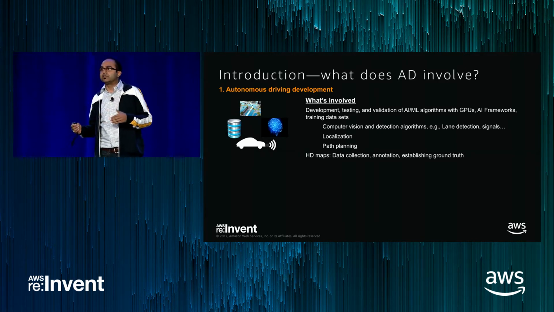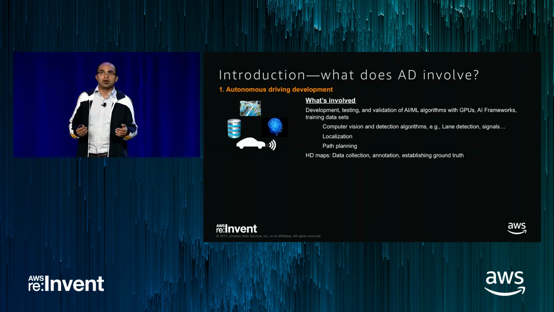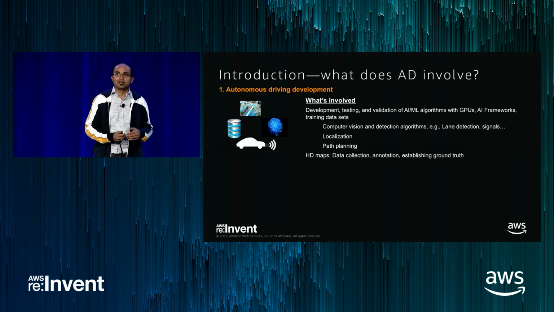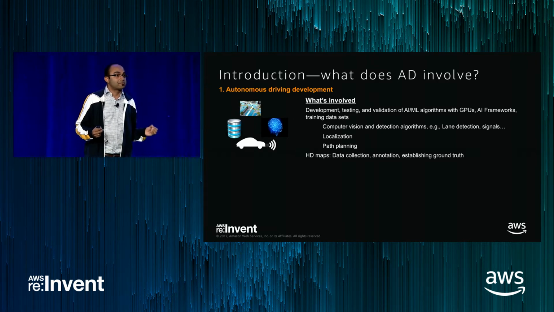Another big component of this is HD maps. So not quite the maps that we all might use when we drive. That's not precise enough. We need centimeter precision, so HD maps for these autonomous vehicles to be driving.